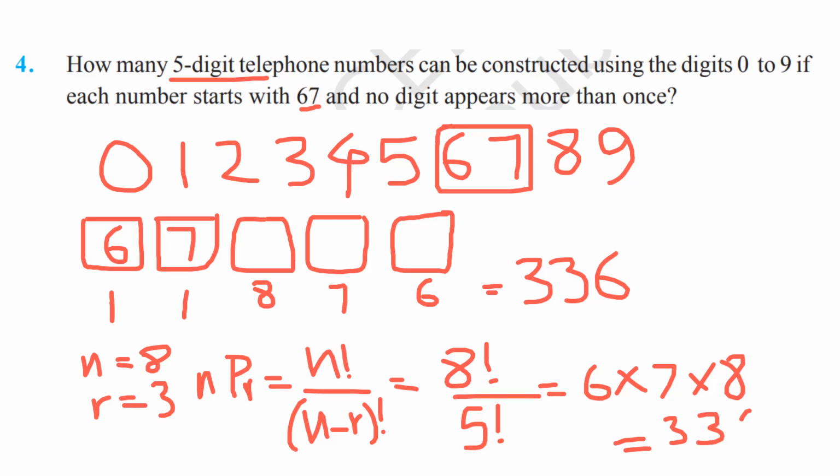This is another way of approaching the same question, using the permutations equation, n factorial divided by n minus r factorial, to calculate nPr.